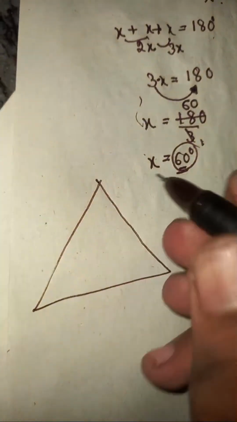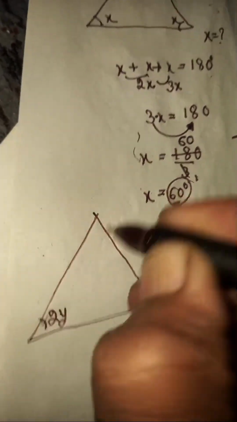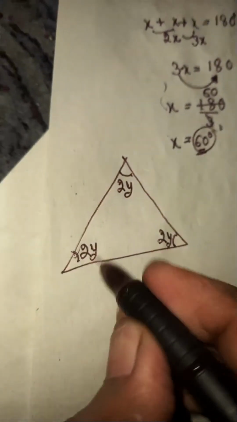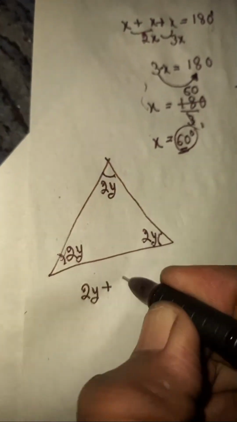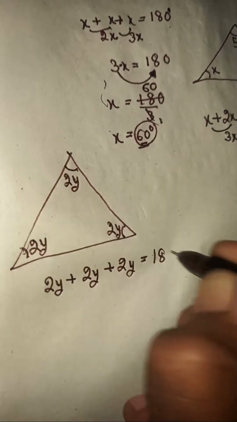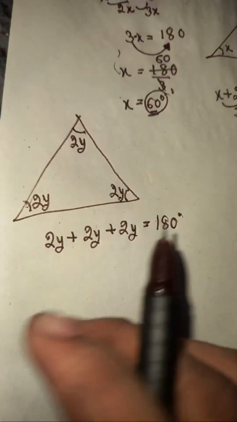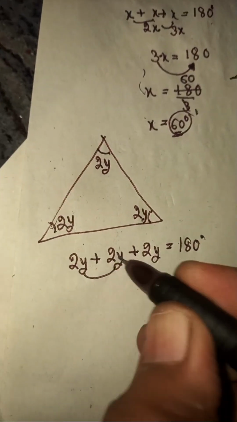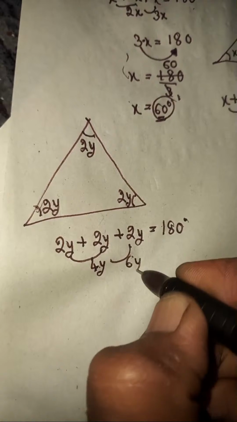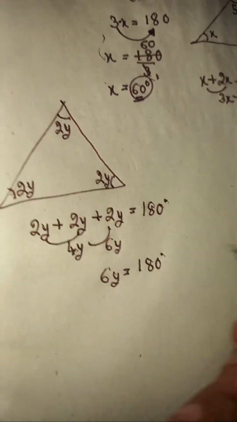Here you can find this angle is 2y, this angle is also 2y, and this angle is even 2y. Now also add in the same way, 2y plus 2y plus 2y is equal to 180 degrees, because these are angles inside this triangle. When you add, 2y plus 2y is 4y, 4y plus 2y you're going to get 6y. So 6y equals 180 degrees.